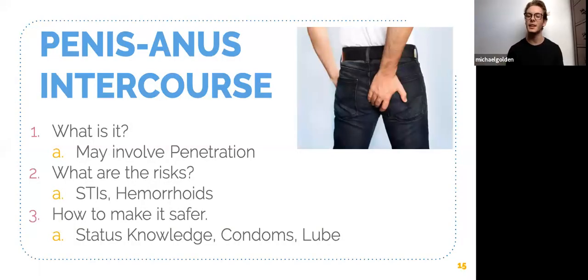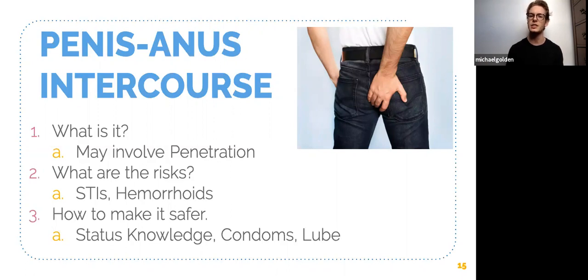Then penis to anus intercourse. So that is sex with a penis and an anus, obviously. So it may involve penetration, it may not. There could be some foreplay or some teasing going on with that as well. But what are the risks of that? There are risks of STIs, obviously.